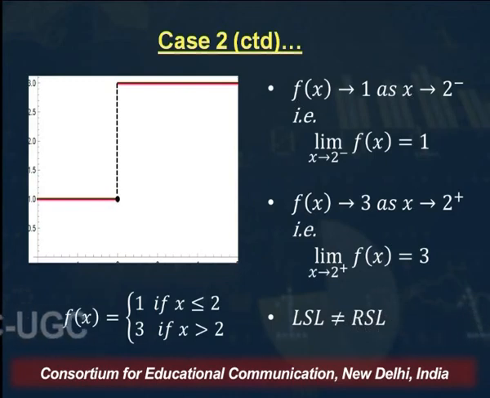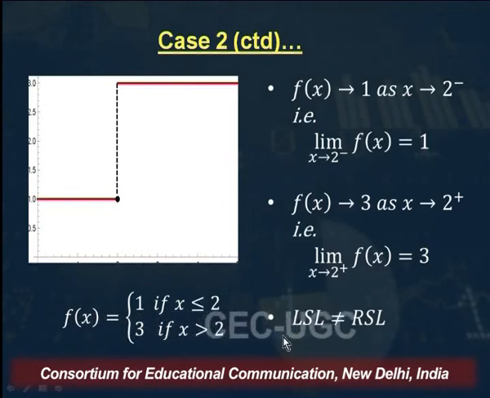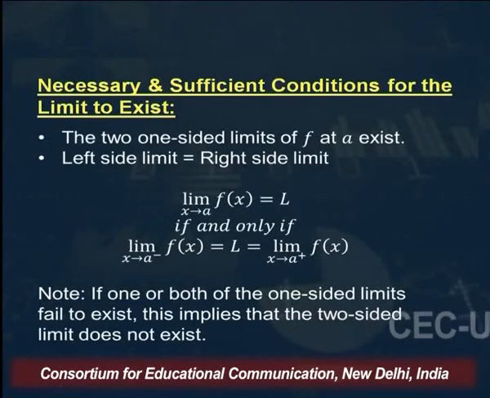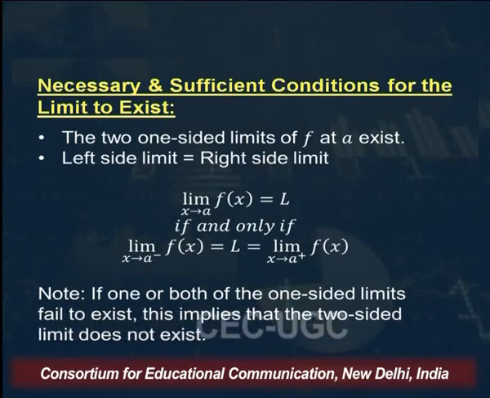Here again we have a situation where the left side limit exists, the right side limit exists, but the two are not equal, and this is a case where we say that the limit does not exist. So the necessary and sufficient conditions for the two-sided limit to exist are that the two one-sided limits of the function must exist, and the left side limit must be equal to the right side limit.